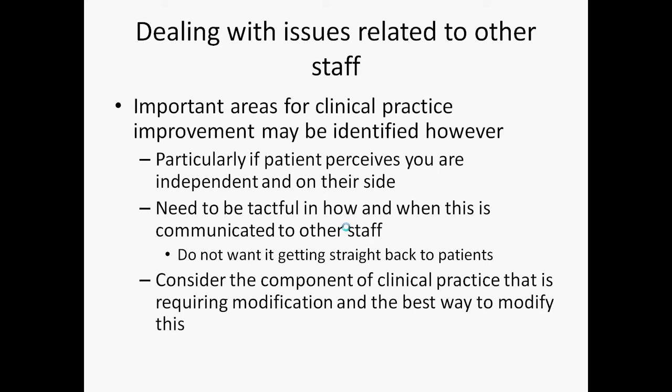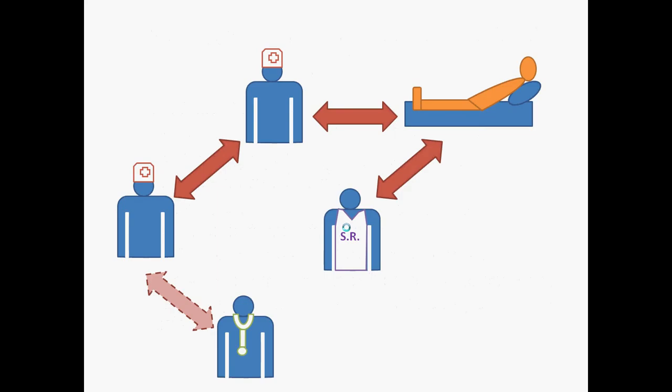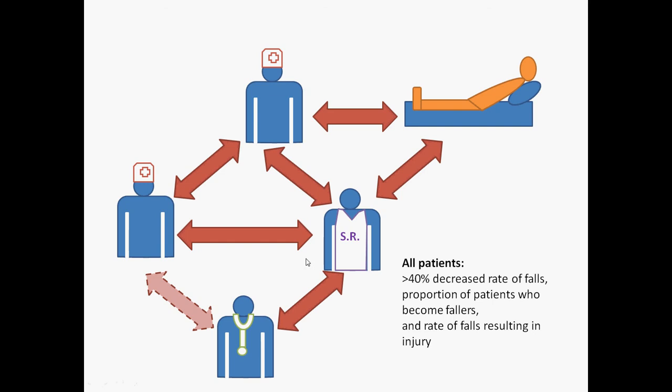What we really need to do is consider the component of clinical practice that's requiring modification and think about the best way to modify this. Remember, in the Safe Recovery program, simply providing the education to patients was a way that we were able to reduce falls amongst cognitively intact patients by about 30%. But we got a bigger reduction by being able to use the information we collected to inform usual care practices and communicating this with the other team members. And this led to the biggest reduction we've seen in the injury rate, the first time we've had a significant reduction in the injury rate.